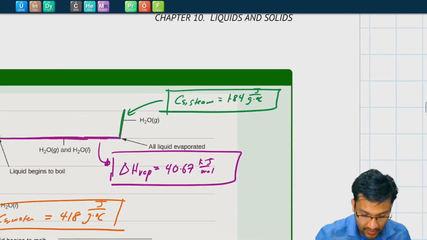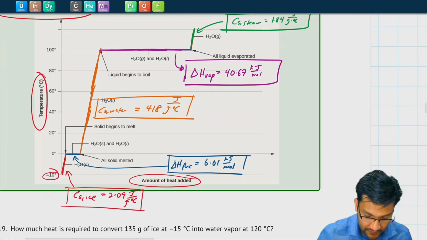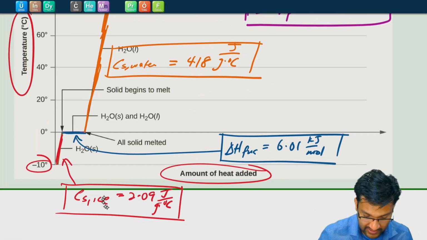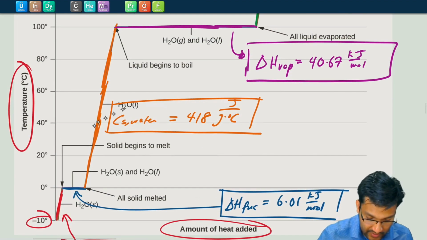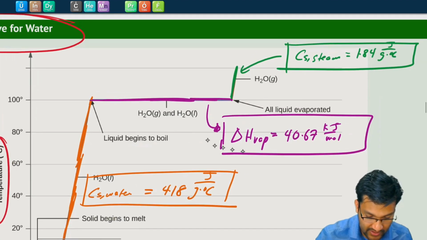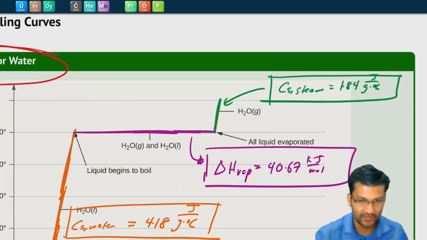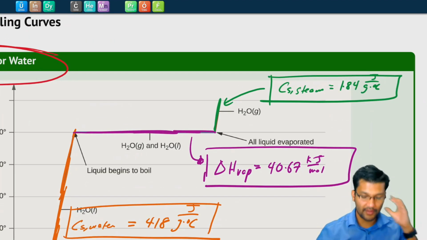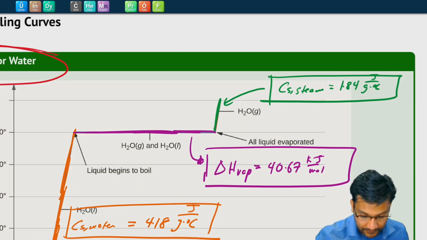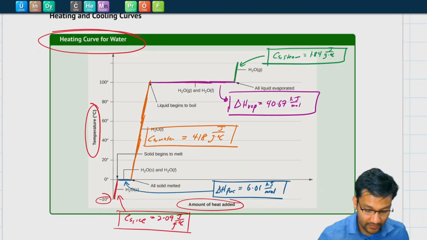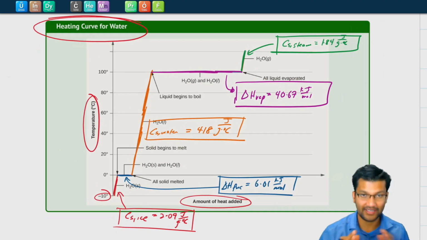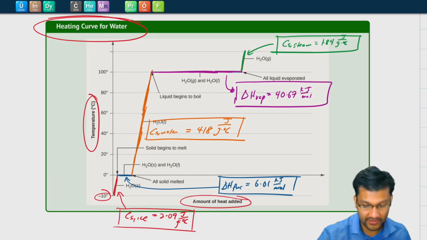So there is where all of your heat goes. First, if it's ice, it goes to raising the temperature of ice. Then it starts to melt the ice. Then it starts to raise the temperature of water. Then it starts to vaporize the water. Then it starts to raise the temperature of steam. Or you can go backwards, and it's a reverse process. So all of those constitute what we call the heating curve for water. Every substance will have a similar heating curve with different values.